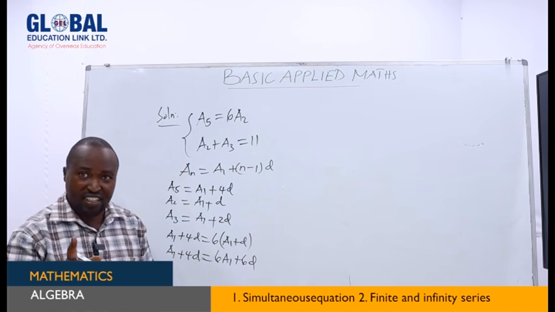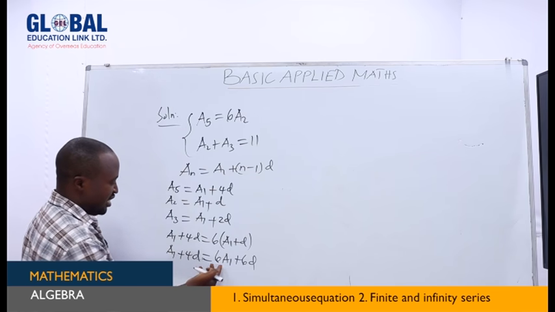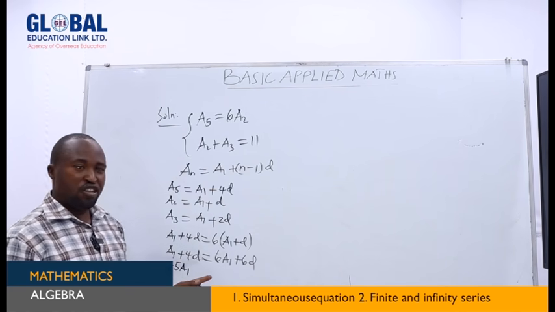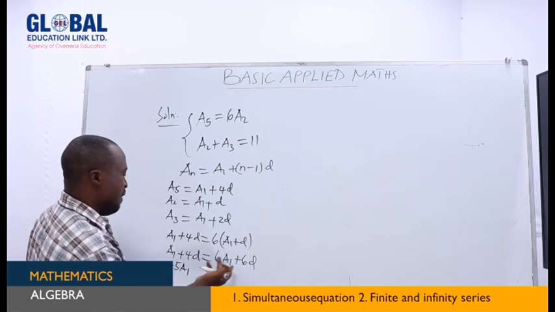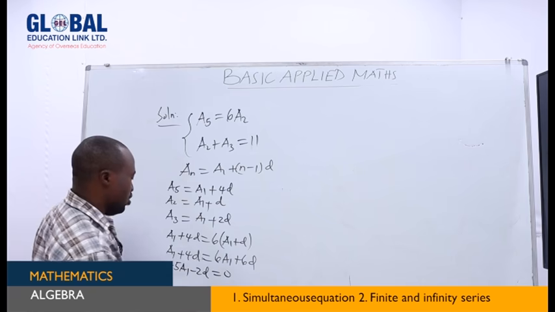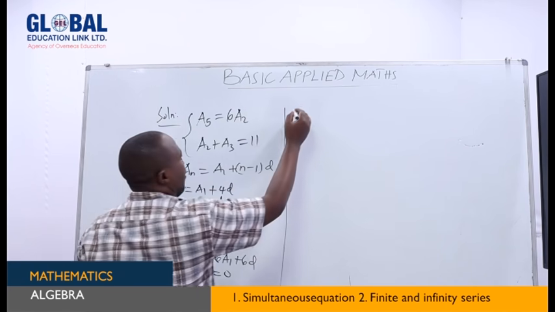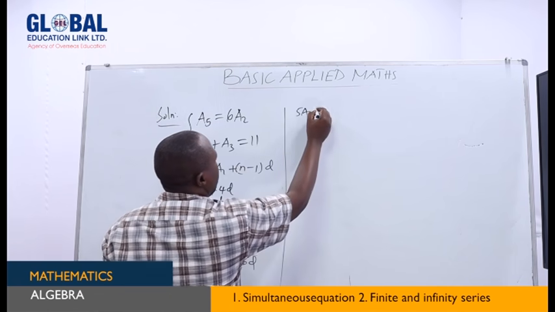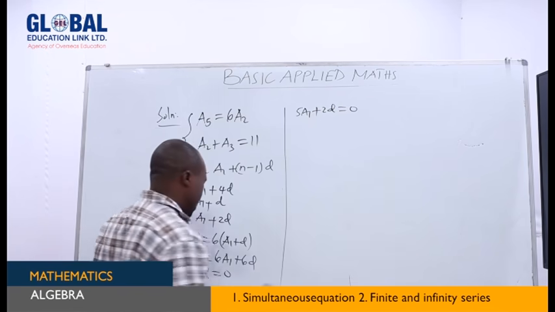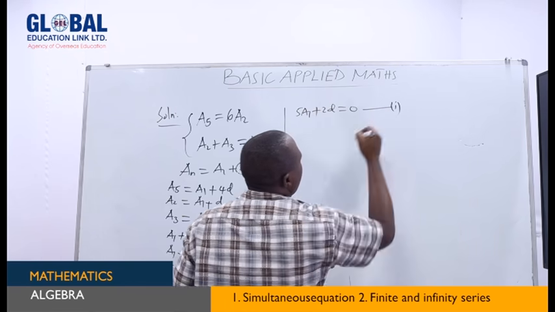So just collect like terms. For a1 it will be a1 minus 6a1, that is negative 5a1. For d, we have 4d minus 6d, that is negative 2d. This is equal to 0. Or the equation can be written as 5a1 plus 2d is equal to 0. My dear student, call this equation 1.